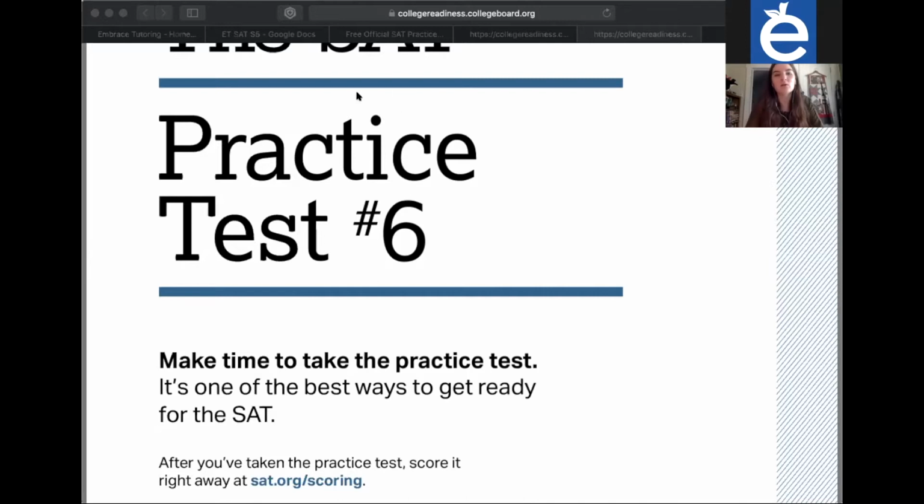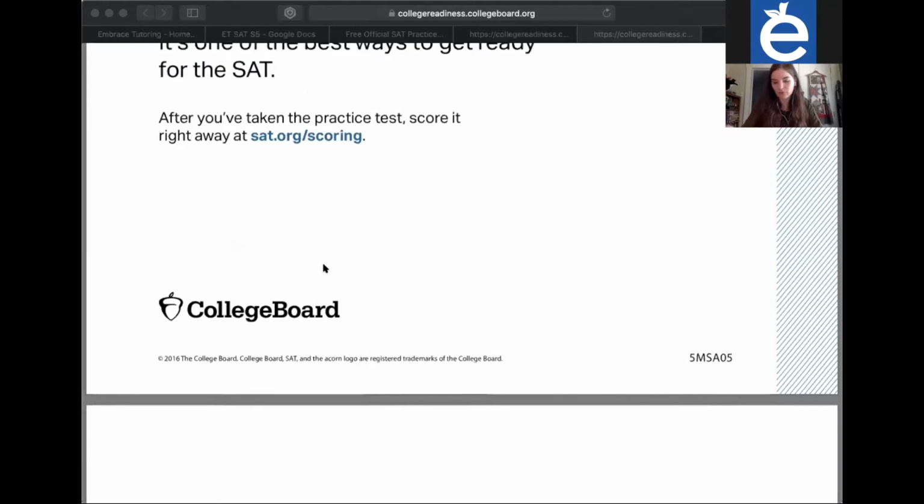Okay, so looking at question 1, so practice test 6. For those of you who have a textbook, the actual test begins on page 818 for the reading test. And the first question looks like this.